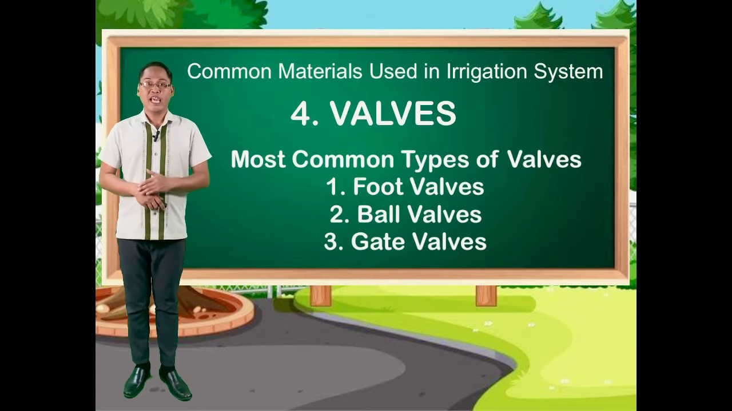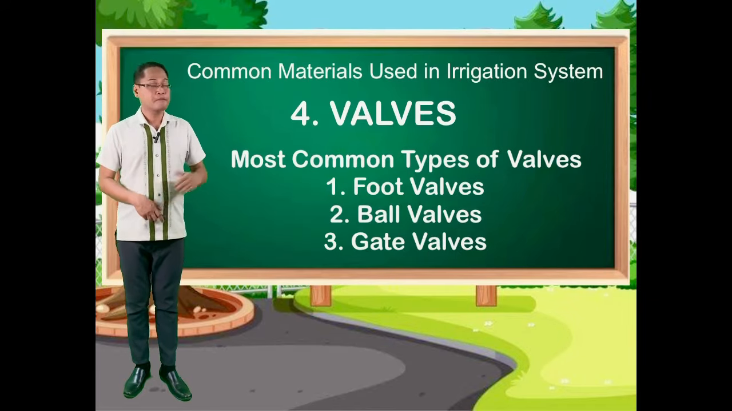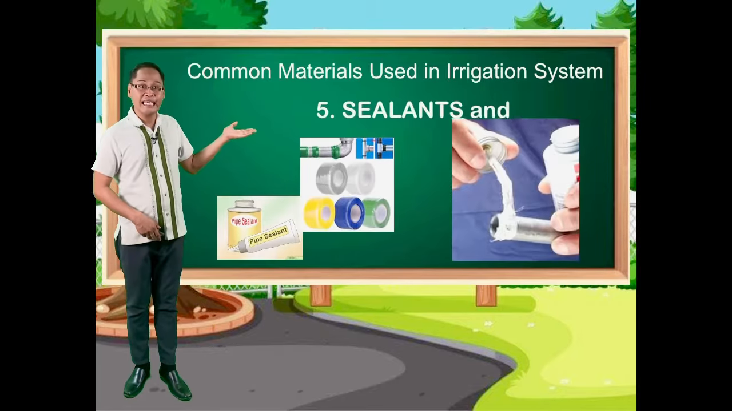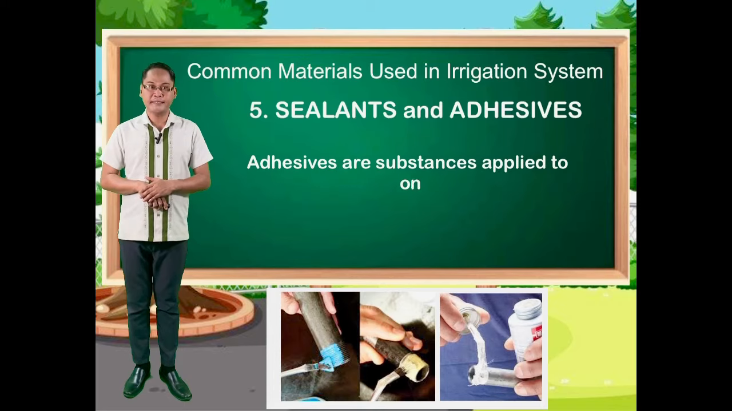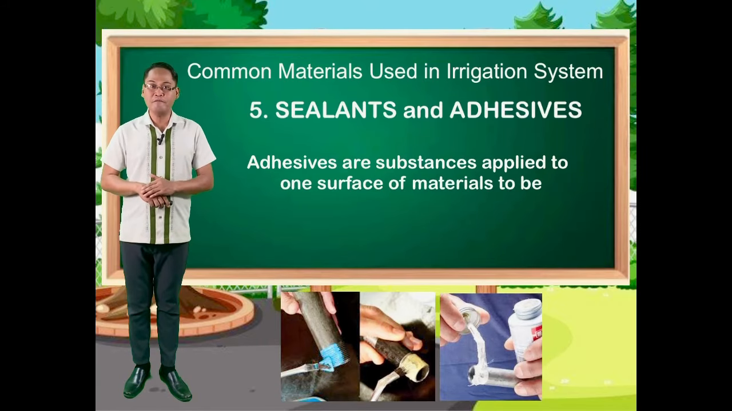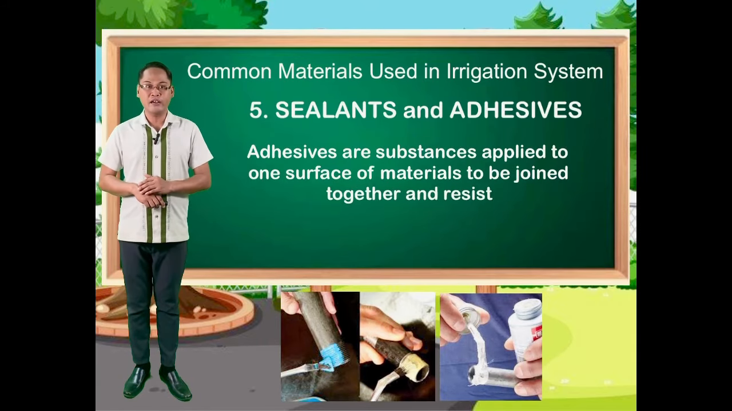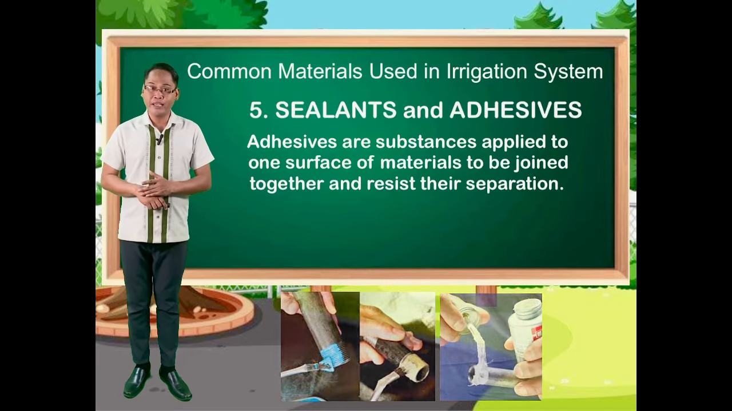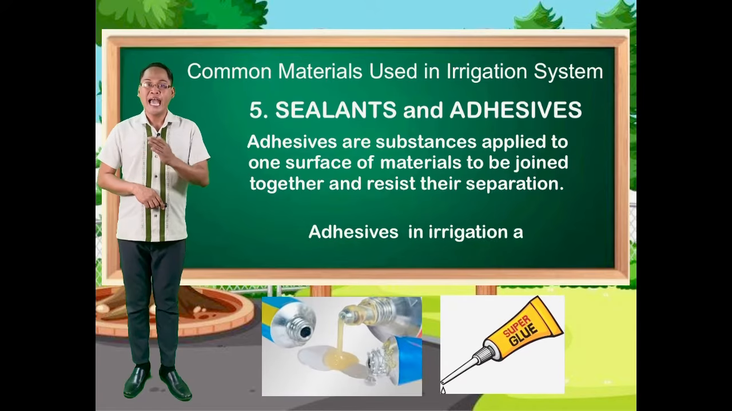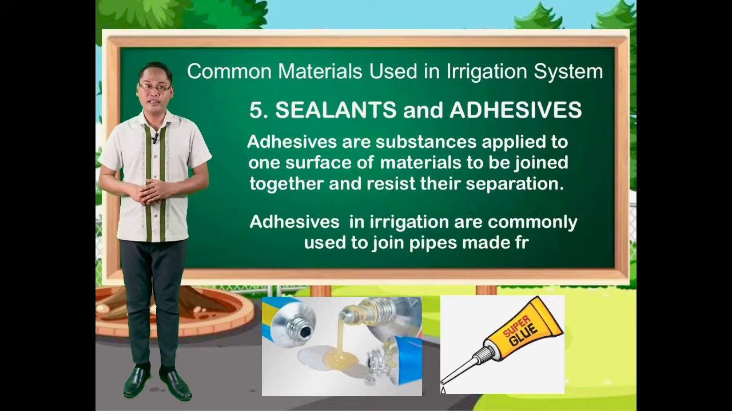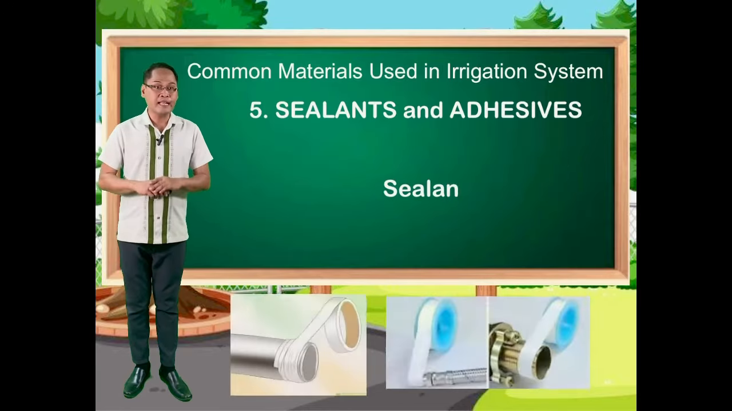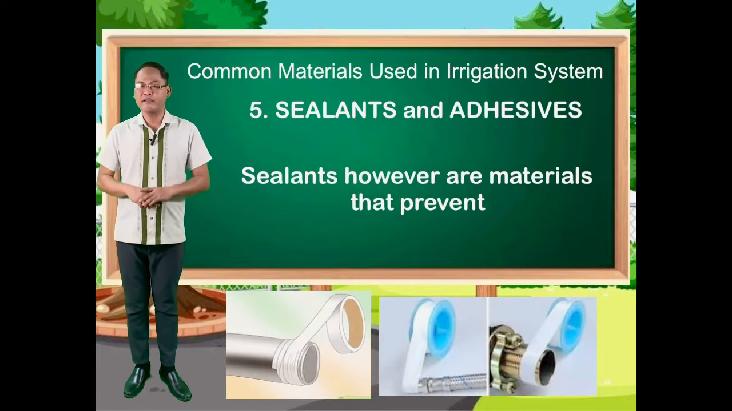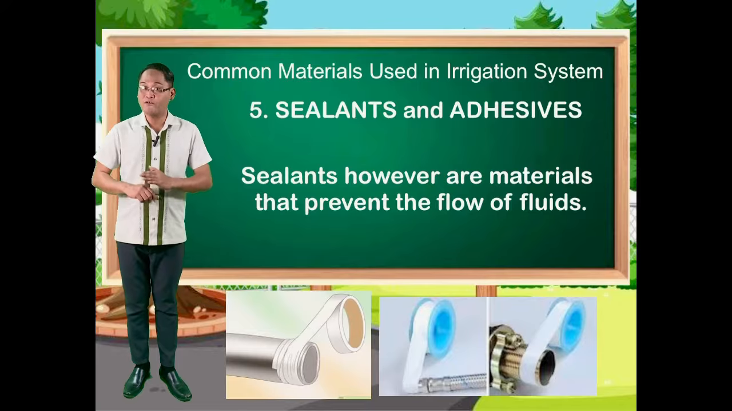The fifth irrigation material is sealants and adhesives. Adhesives are substances applied to one surface of materials to be joined together and resist their separation. Adhesives in irrigation are commonly used to join pipes made from plastic materials. Sealants, however, are materials that prevent the flow of fluids.